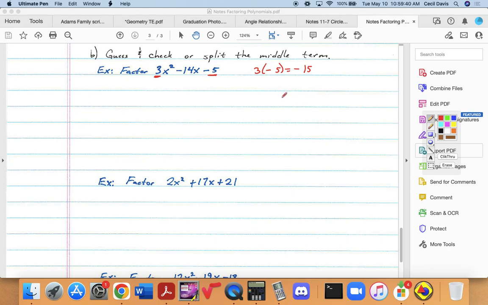We want them to multiply together to give us negative 15 and add together to give us negative 14. Negative 15 and positive 1. So what we're going to do is split this negative 14x into negative 15x and a positive 1x.